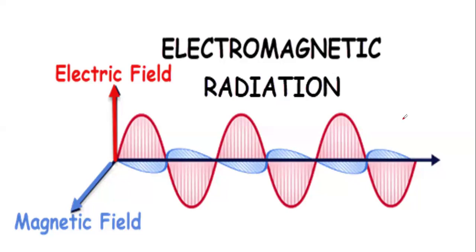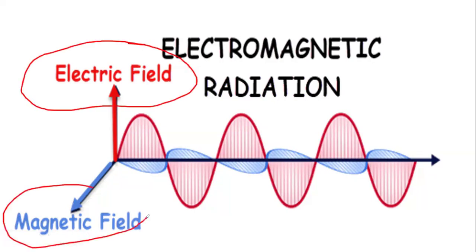Okay, so we now talk about electromagnetic radiation. What is electromagnetic radiation? Here I've put a picture that describes what electromagnetic radiation is. On this picture, you can see that I have an electric field, and then I have a magnetic field there. The magnetic field will be moving in that direction along this axis that we can see.